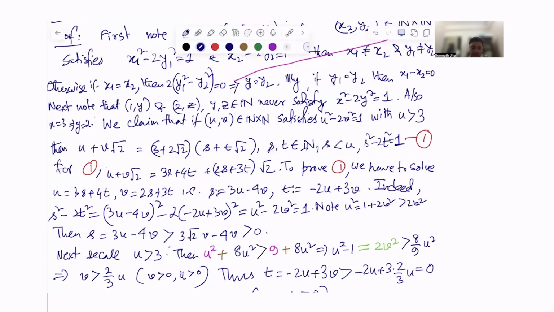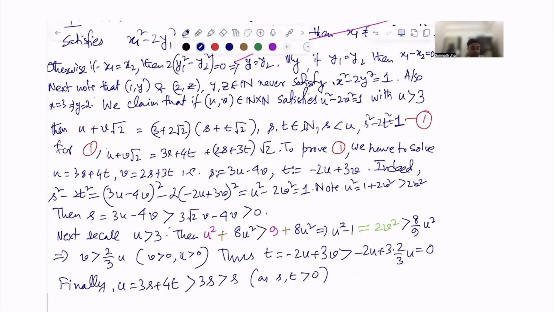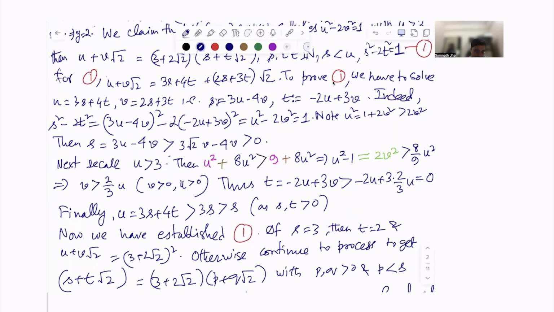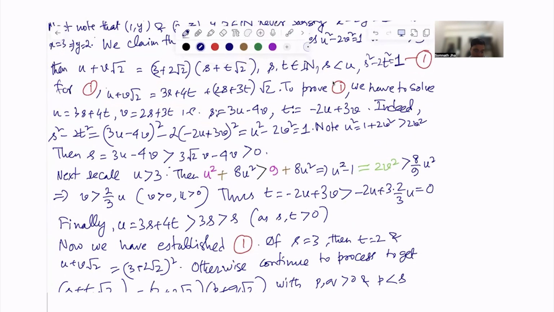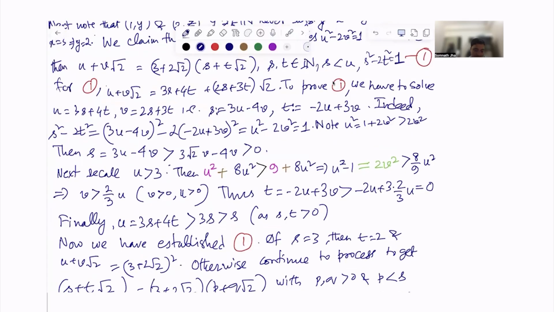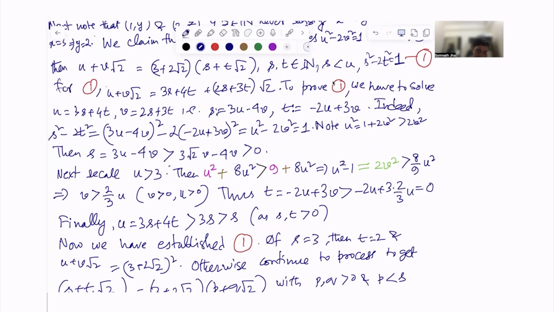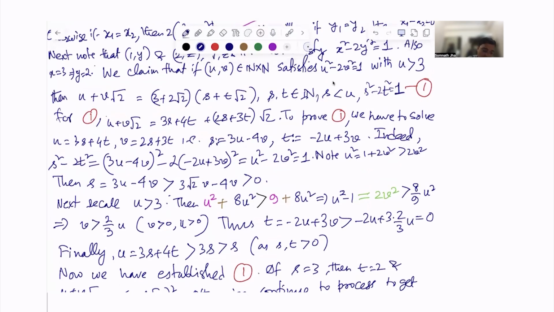2t square. So all these things are satisfied. Okay, so if u and v satisfy this, so if there is a solution in natural numbers u and v where u is greater than 3, then we managed to write it as 3 plus 2 root 2 into s plus t root 2, where s and t is also a solution, and s and t are positive integers, and s is less than u.